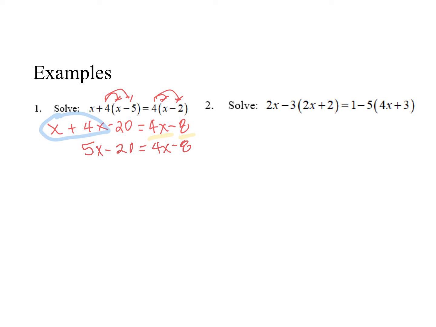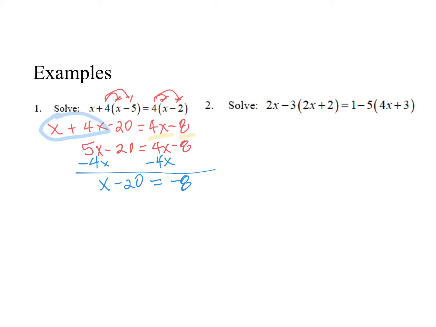Now that I have that, I'm going to do my addition property of equality, which means I'm going to add or subtract something from both sides, so the variables get on one side and your constants on the other. In this case, I would subtract the 4x to move the 4x to the left, and then I would end up with 5 minus 4 is 1x minus 20 equals negative 8.